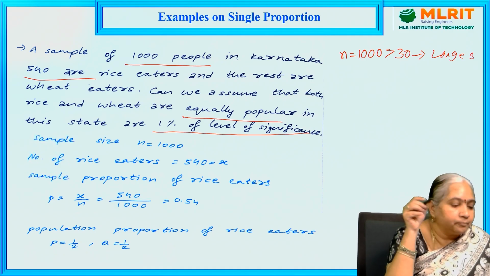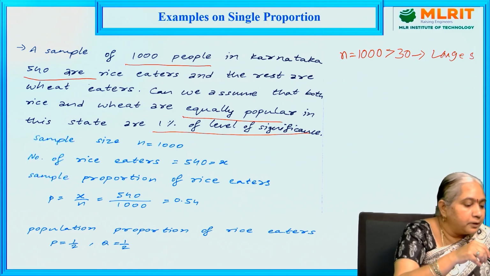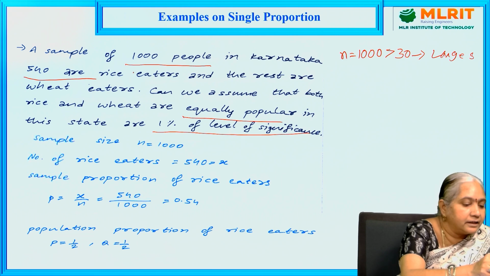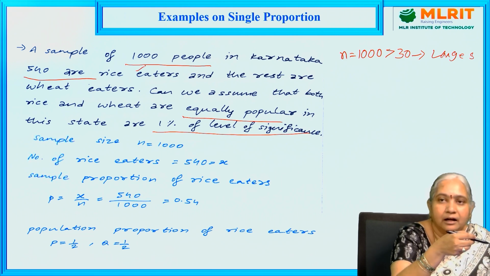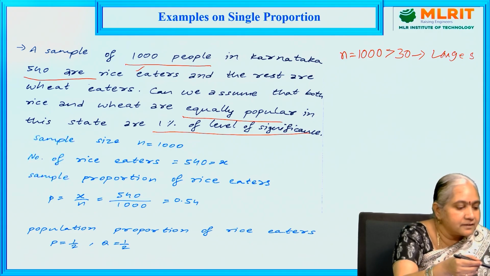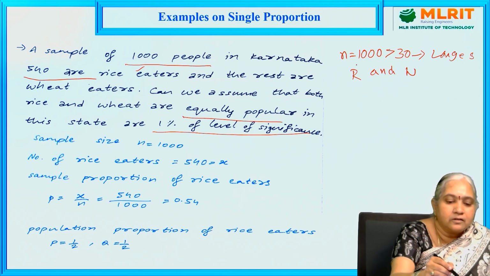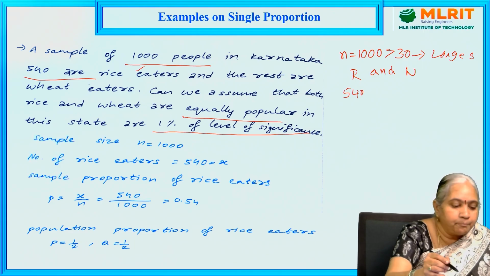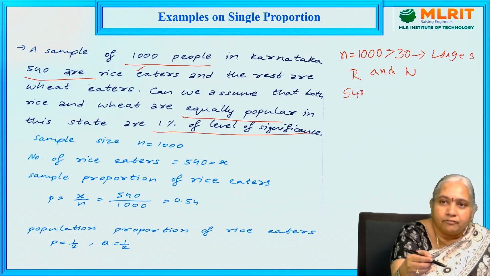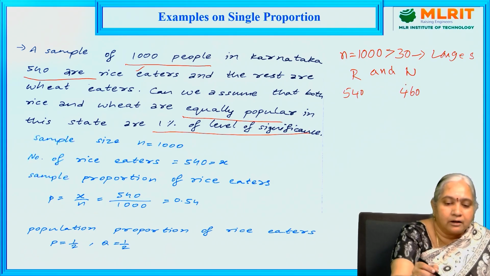And moreover, what type of data is given? Out of 1000 people, 540 are rice eaters and the remaining are wheat eaters. So two types, rice eaters and wheat eaters, are given. The rice eaters are 540 and the rest are wheat eaters, that is 460. 460 are wheat eaters, 540 are rice eaters.